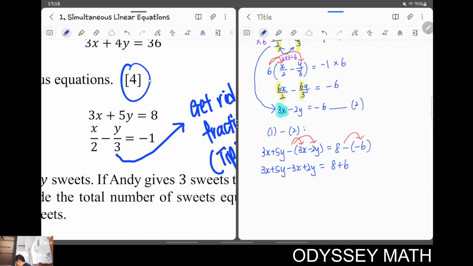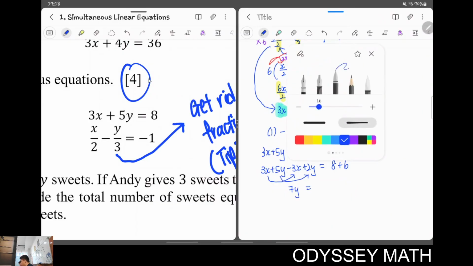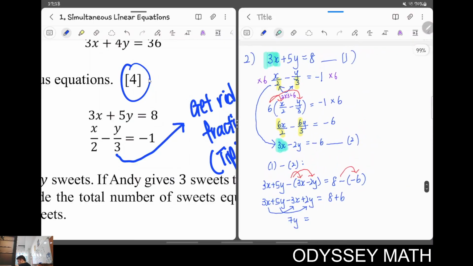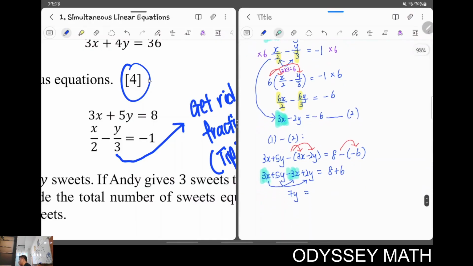So then we have 3x minus 3x gone. 5y plus 2y is 7y. Okay, so like the student who pointed out, that's good. Both of the equations have 3x. Both equation 1 and equation 2 have 3x. So when we take equation 1 minus equation 2, we eliminate the 3x already. So the resulting equation after you do the elimination must only contain one variable. So now it is 7y equals 14.